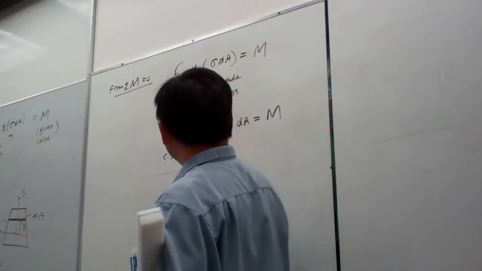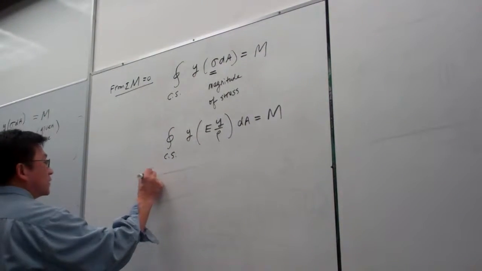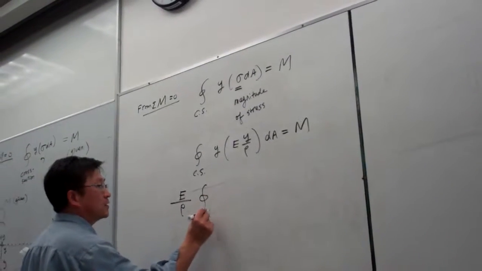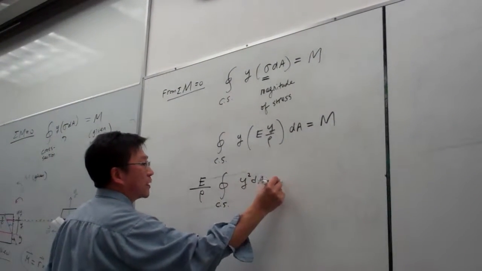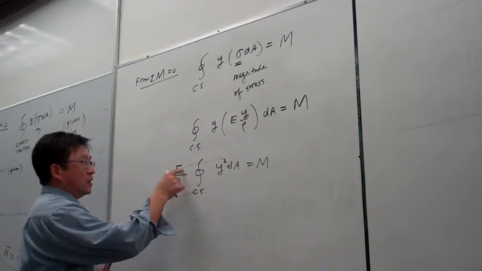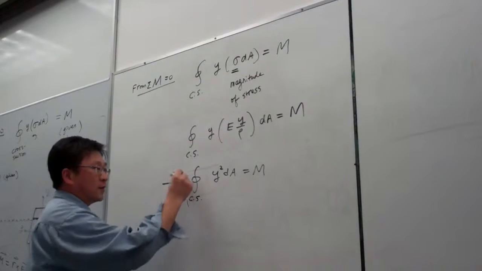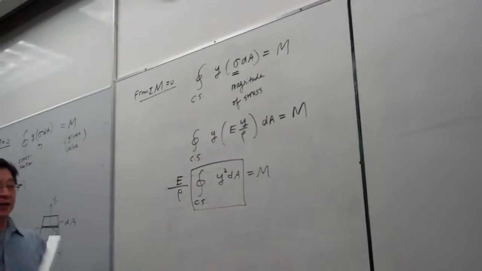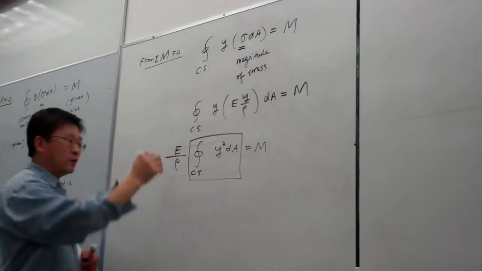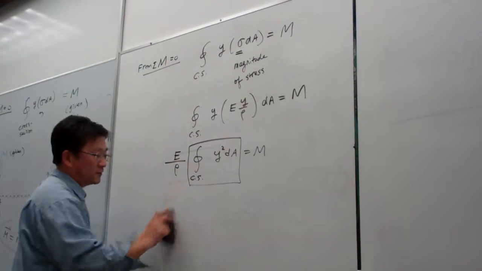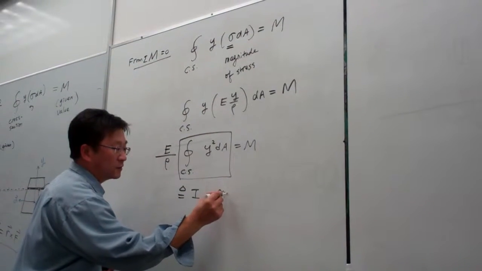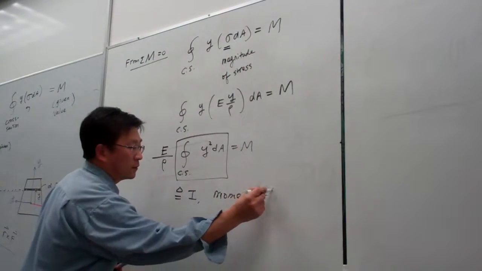Okay. So if no question, then you can see E is constant. We can take it out of the integration. So right now the integral inside is y squared dA, equal to M. So from here you can see E is given, M is given, and what is this? This y is measured from the centroid, and taking y squared over A, basically this is the moment of inertia. We defined it as I in our textbook. This is called the moment of inertia.